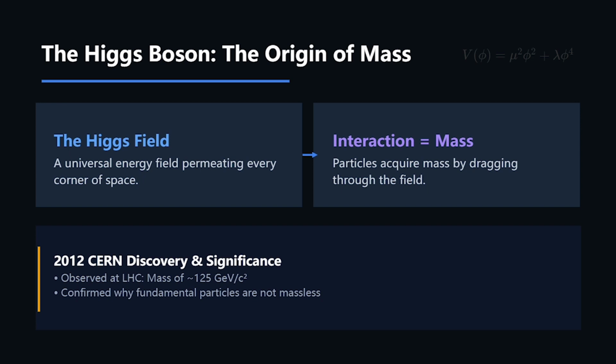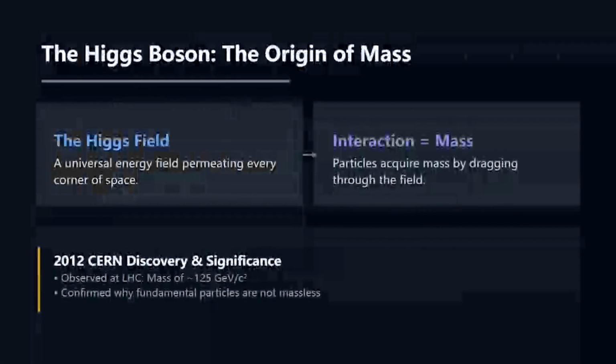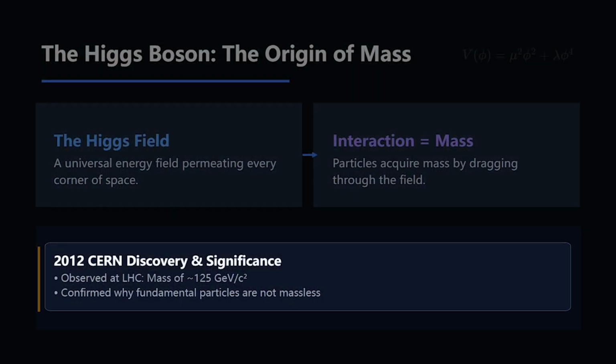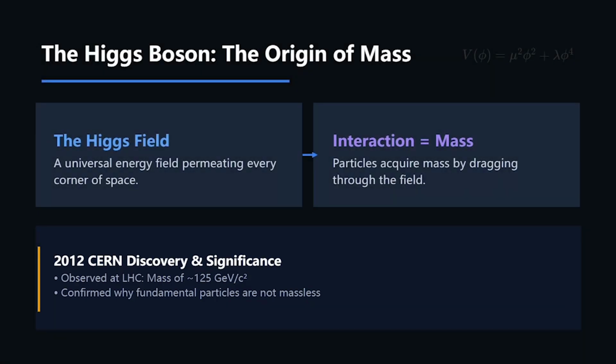This remained a theory for nearly 50 years until the 2012 discovery at CERN. By smashing protons together at nearly the speed of light, scientists finally caught a glimpse of the Higgs boson, proving the field exists and cementing our understanding of the Standard Model.